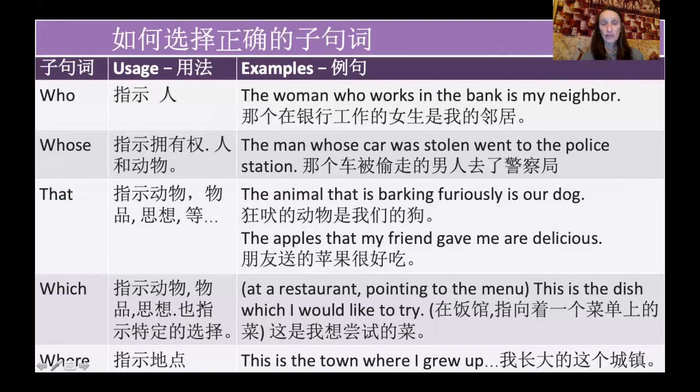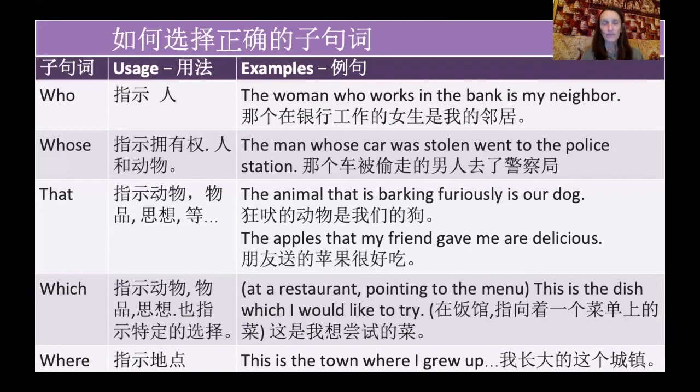So here's the sentence. So this is the situation. This is the 情况. At a restaurant, you're pointing to something in the menu and you're saying, this is the dish which I would like to try. Okay? So, 这是我想尝试的菜. Okay? And you're pointing to it.